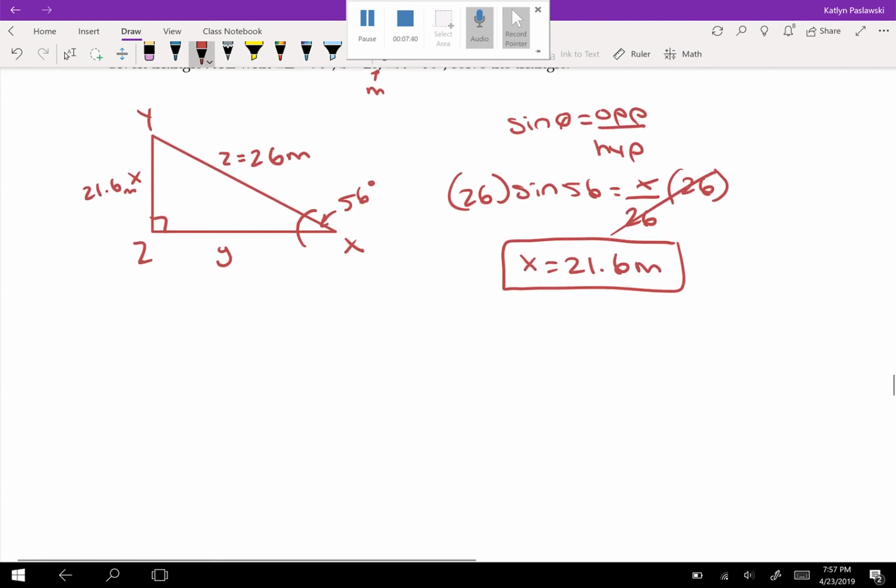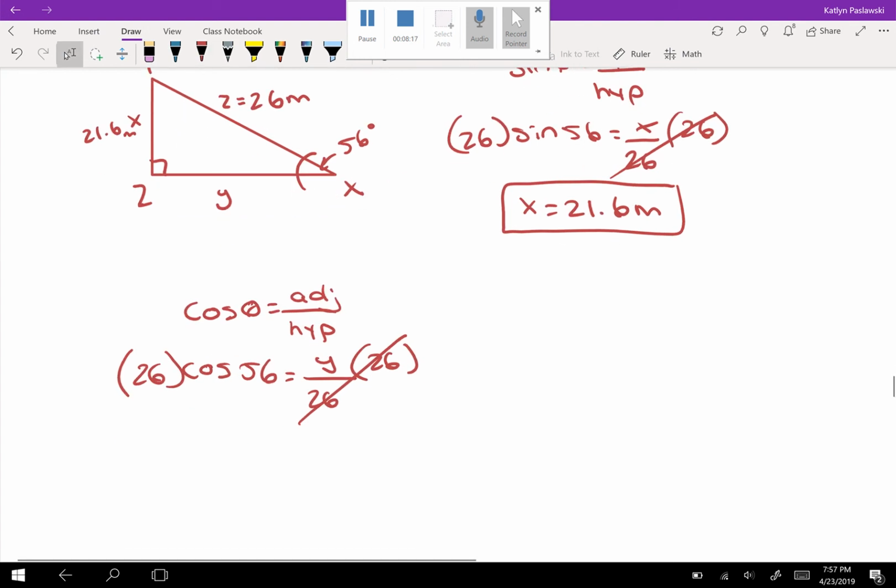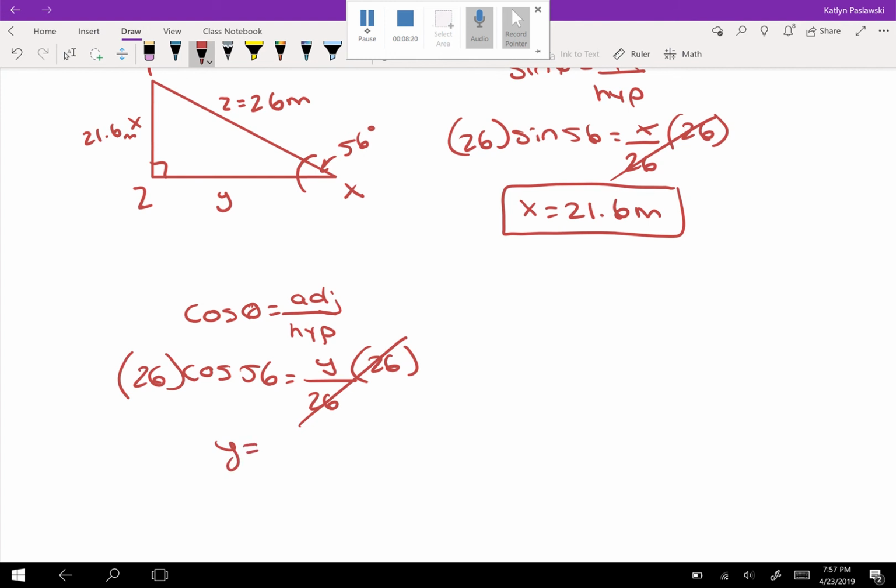Now I can use cos to solve for side y. So I have cos theta is equal to adjacent over the hypotenuse. I substitute the information that I know. Cos of 56 is equal to my value of y, because that's the side I'm going to solve for, the adjacent, over the hypotenuse of 26. I want to isolate the variable and have y on its own, so I'm going to multiply by 26 on both sides. 26 multiplied by cos 56. The value of y is 14.5 meters, to have now solved for this last length.